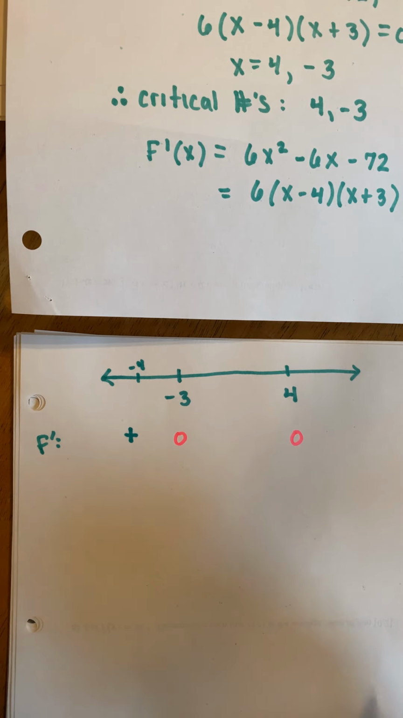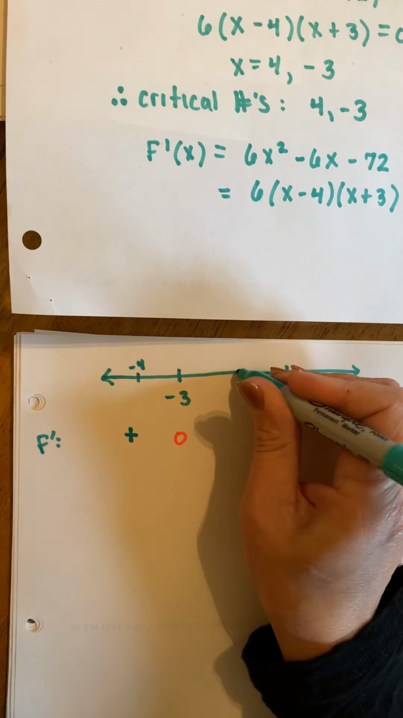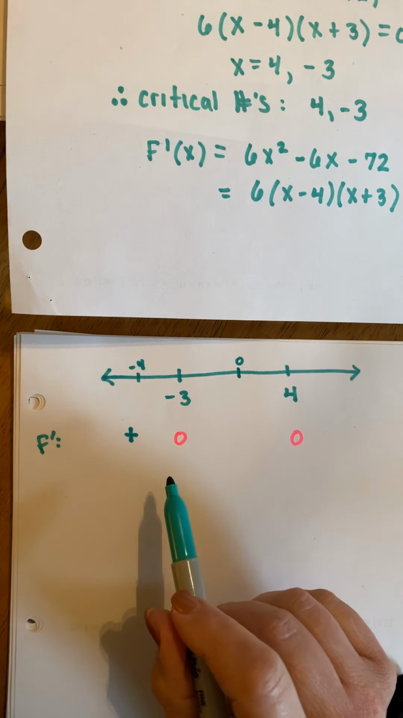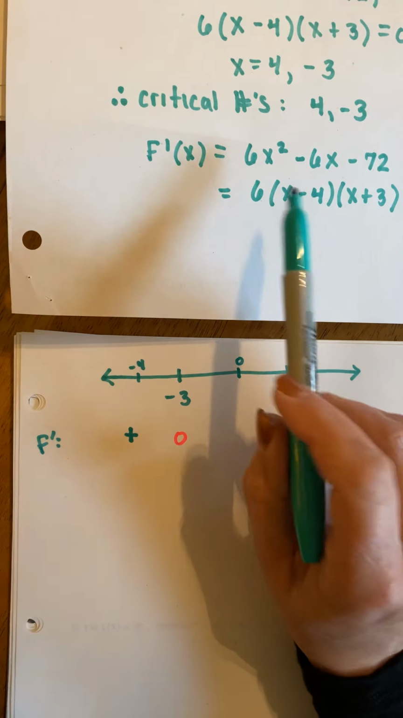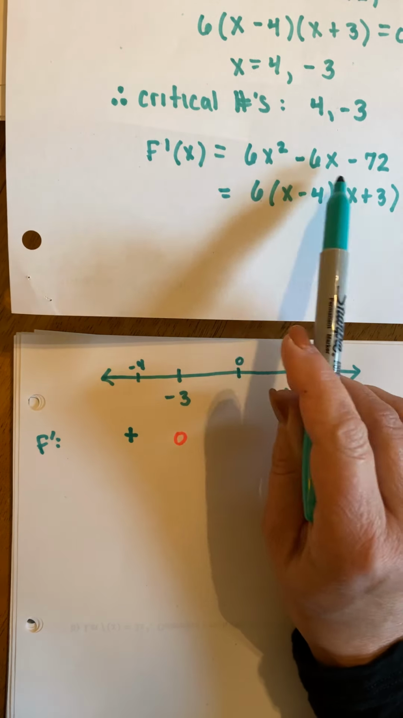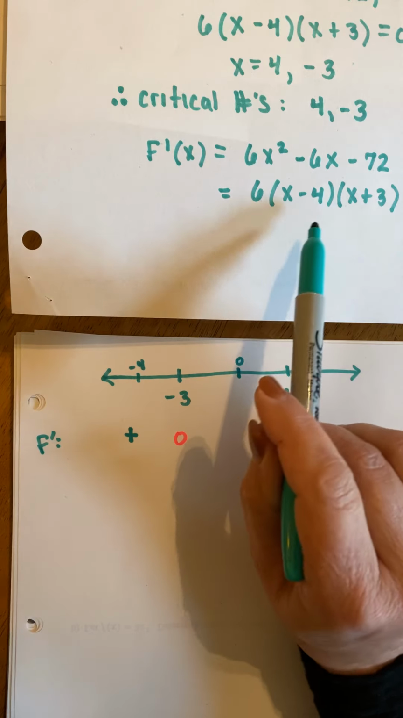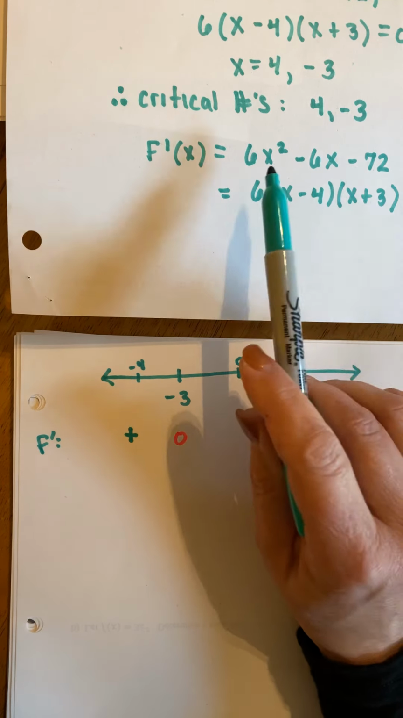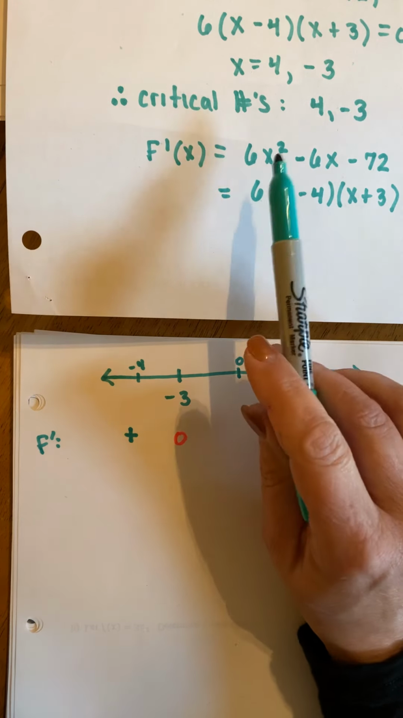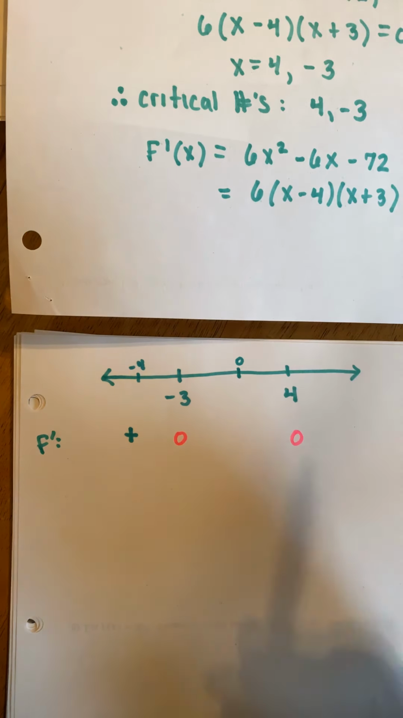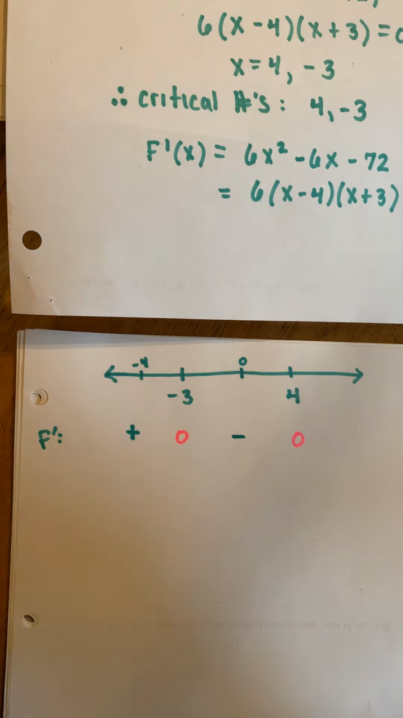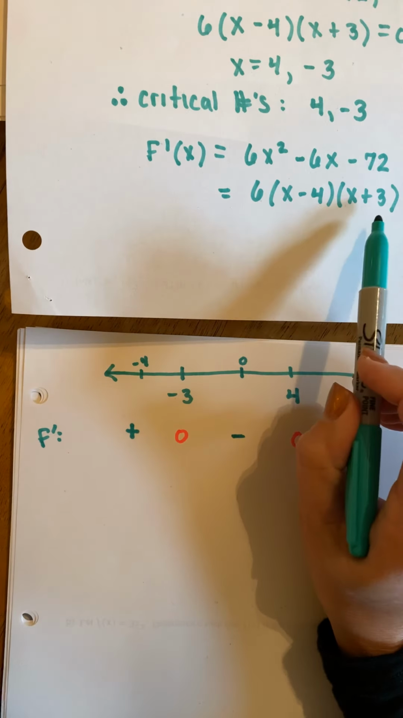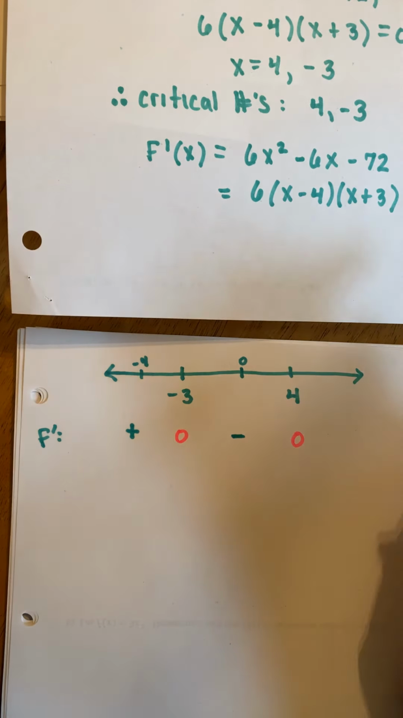So I'm going to pick my favorite number between -3 and 4. 0 is always a good choice. If I put 0 in, again, I'm only concerned about the sign of the derivative. You can put it either in here or here. I put it previously in the factored version because it was easier, but in either case, when I put it in here, I get 0, 0, -72. So the derivative is negative between -3 and 4. If I put it here, I get -4 times +3, still producing a negative result.